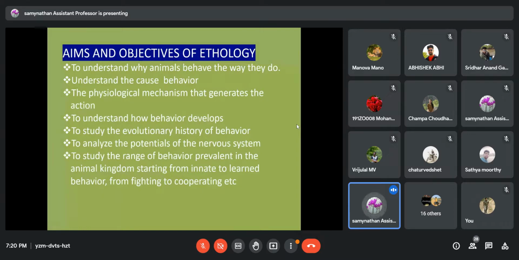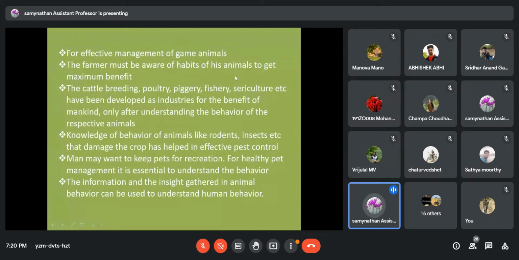For the management of game animals, the farmers must be aware of the habitats of their animals to get maximum yield. Cattle breeding, piggery, fishery, sericulture, etc. have been developed as industries to this end. Knowledge of the behavior of animals like rodents, insects, etc. that damage the crop has helped in effective pest control. Man may want to keep pests, and for healthy pest management it is essential to understand behavior.